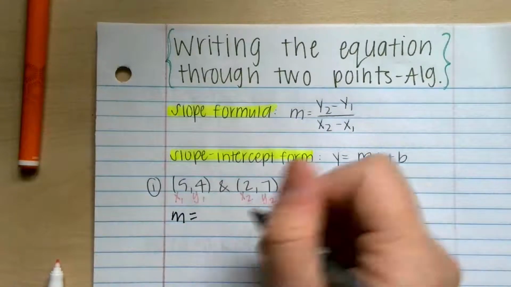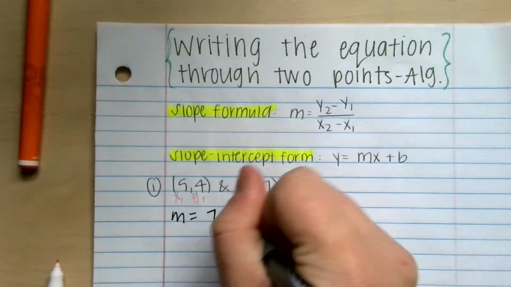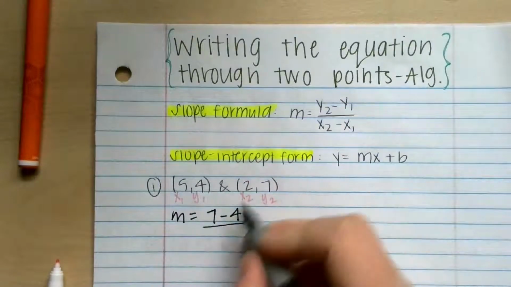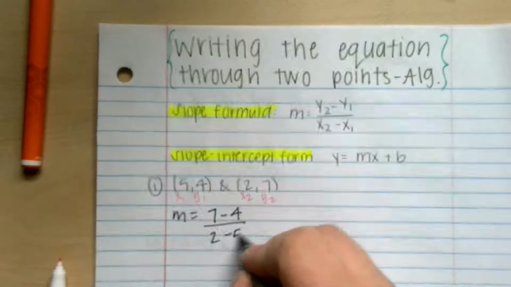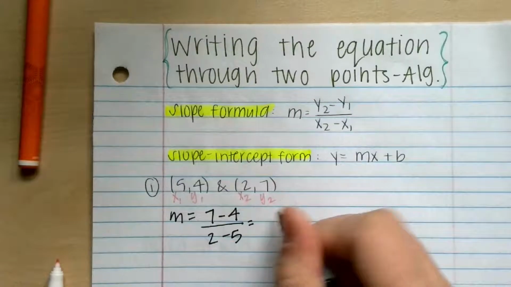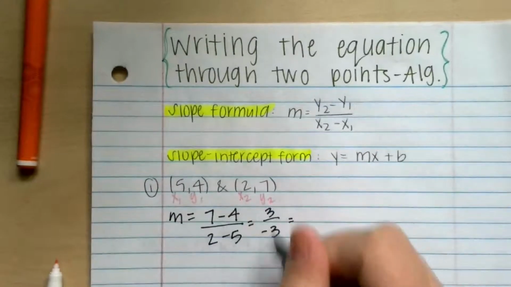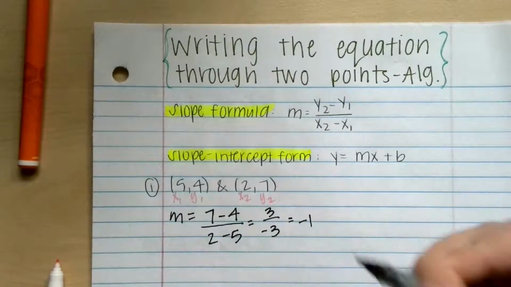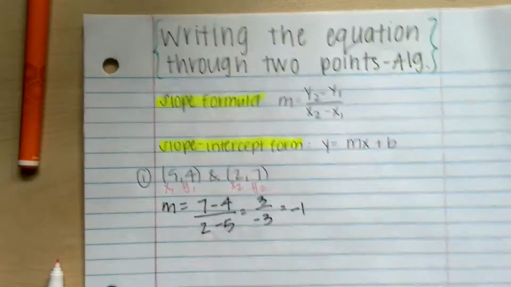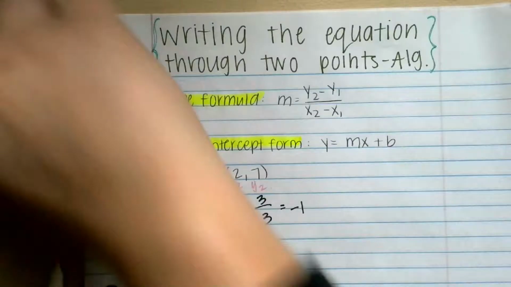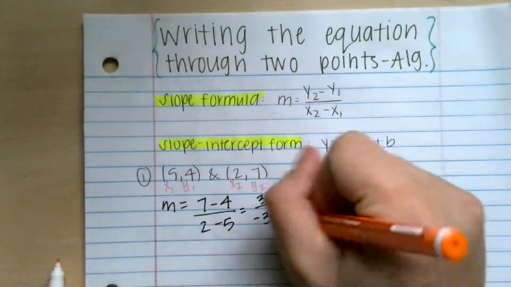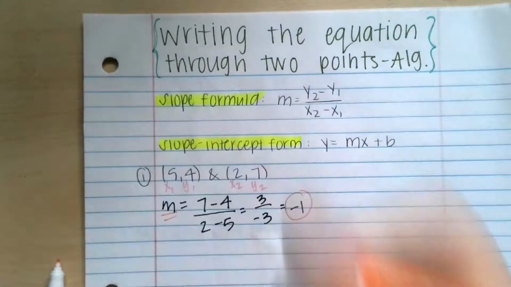So we have y2, 7 minus 4, divided by 2 minus 5. This gives us a 3 up top, a negative 3 in the bottom. 3 divided by negative 3 gives us a negative 1. So this is our slope. Alright, go ahead, circle this one. We know this is our slope.